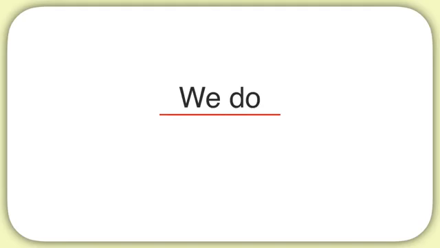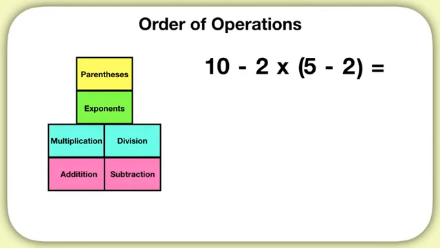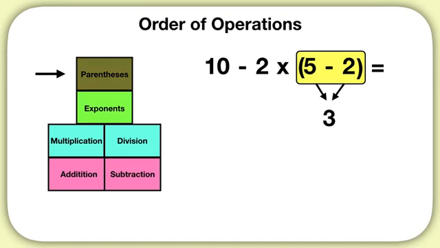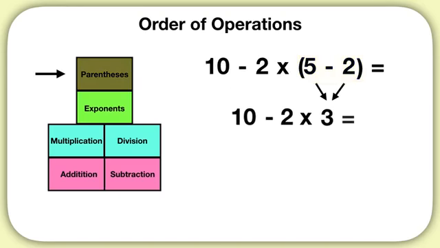Let's practice one of these together. Let's use the order of operations to solve this equation successfully. First, let's look. Are there any parentheses in this problem? Yes, there are, and so we will solve the parentheses first. 5 minus 2 is 3. Now there are no more parentheses. We can bring down the rest of our equation and check for exponents. There are no exponents in this problem, so we can cross that out.